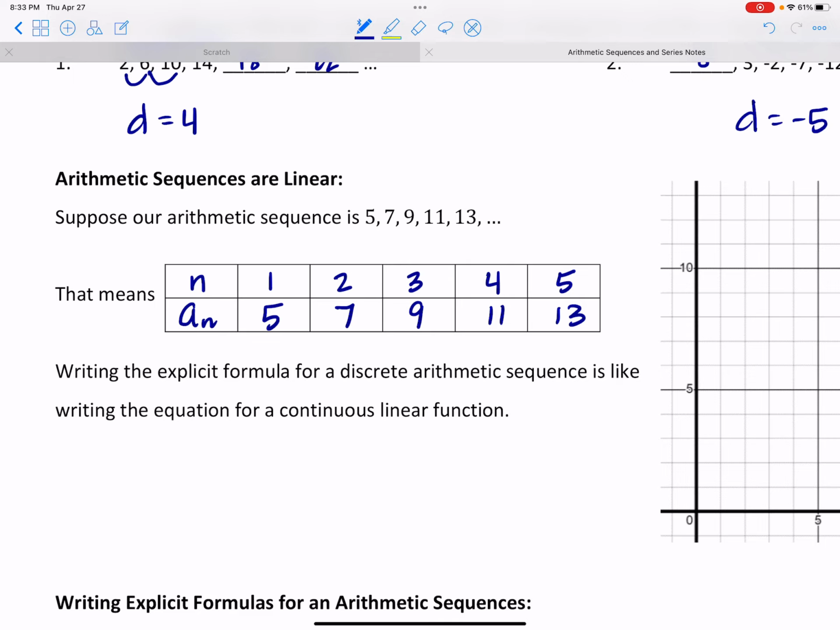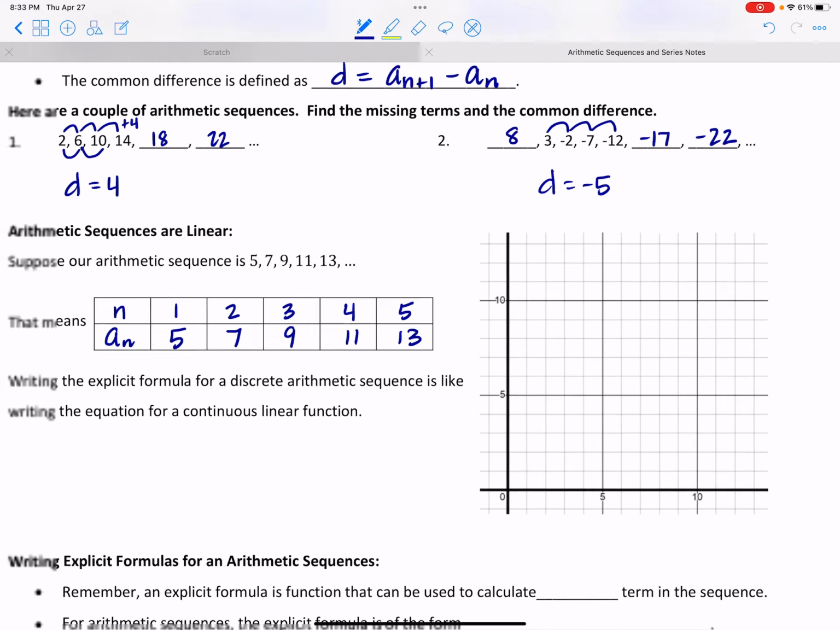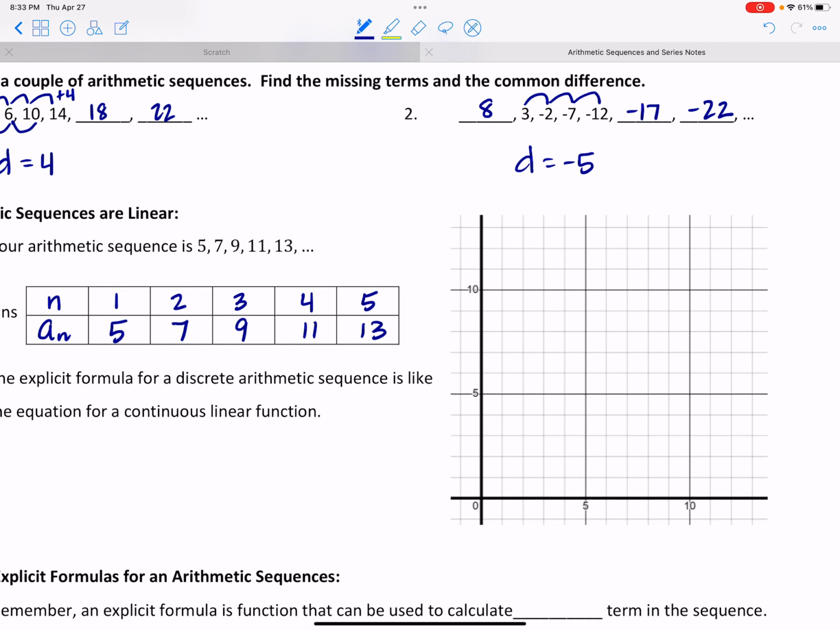But again, what I want to show you is if we were to plot these points where we connect the inputs and the outputs of this sequence, you're going to see that an arithmetic sequence is linear. So at 1, 5, we have a point. At 2, 7, we have a point. At 3, 9. At 4, 11. And at 5, 13. And I could, again, keep going.